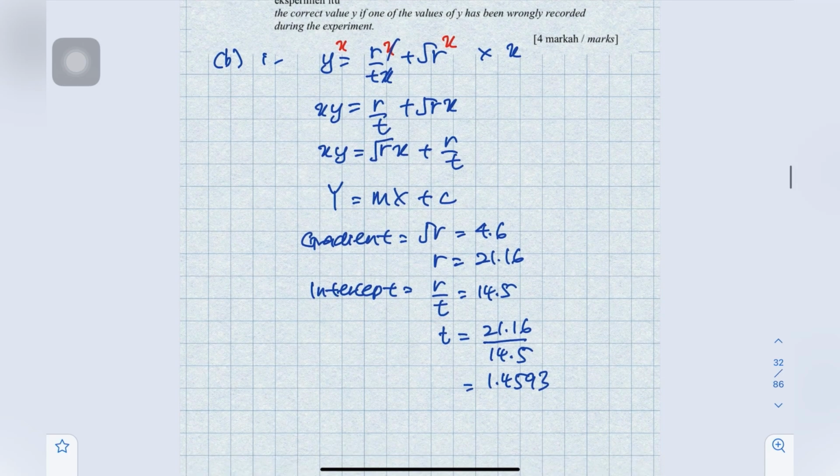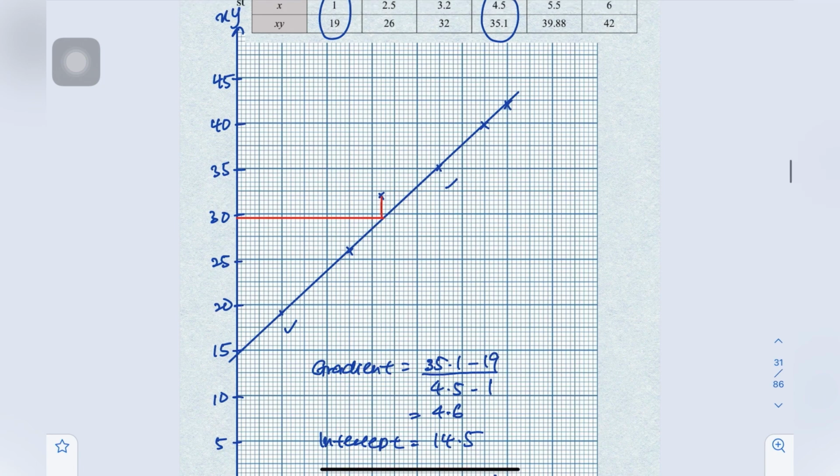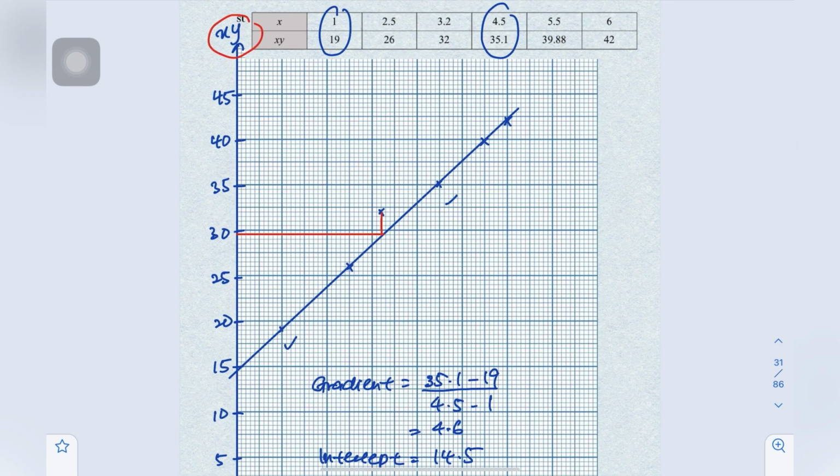Okay, (ii) Find the correct value of y if one of the values of y has been wrongly recorded during the experiment. Okay, so yang kedua ni kita y wrongly recorded. Yang macam obvious sangat daripada best fit straight line kita, which is this one. Jadi kita nak cari y baru, kita tarik sampai kita jumpa straight line. Lepas tu kita buat horizontal line. You all guna pembaris line. Tu. So dapat 29.5. Okay. Tapi this one is value of xy. So xy is 29.5. X dia this one 3.2. Kita bawa turun ni. Kita pun tengok kat sini boleh juga 3.2.